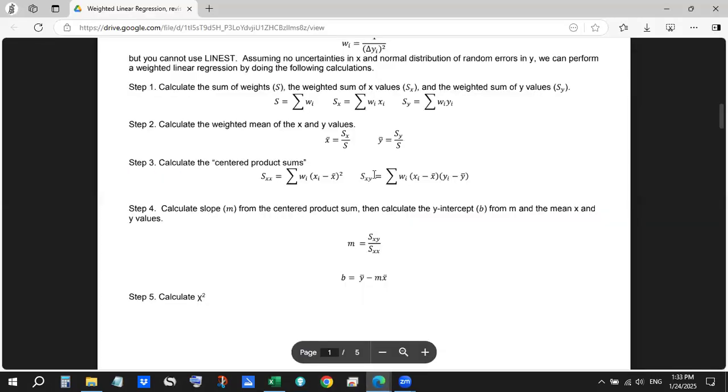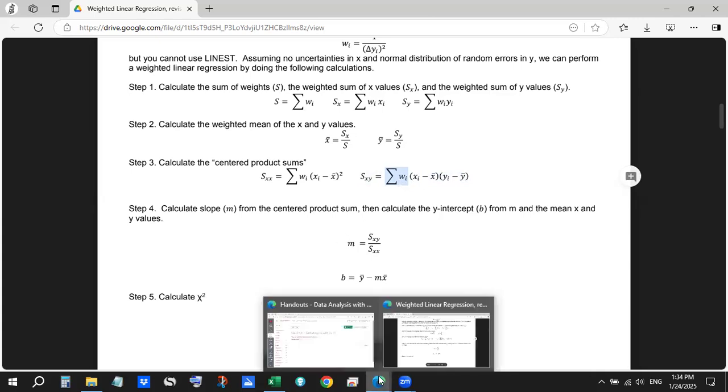The next thing we need to do is SXY. So it's the product of the distance between the X and the average X, and the Y and the average Y, the product of those two, weighted by whatever the weight is for your data points. So that's SXY. Let's go ahead and do that.